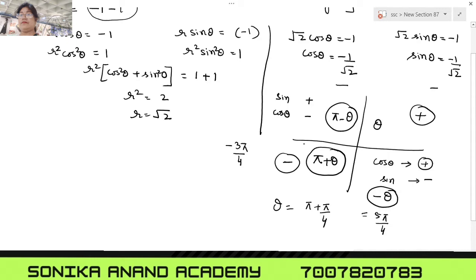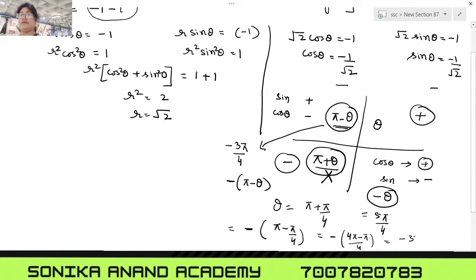If we write in this form, this is pi minus theta. It can also be written in some textbooks like this, minus pi minus theta. So if we use this, then what is the answer? Minus pi minus pi by 4, and we get minus 3 pi by 4. If in your textbook theta is given as minus 3 pi by 4, now you understand that you had to remember minus pi minus theta for the third quadrant. Okay? Now no issue. No issues, ma'am.